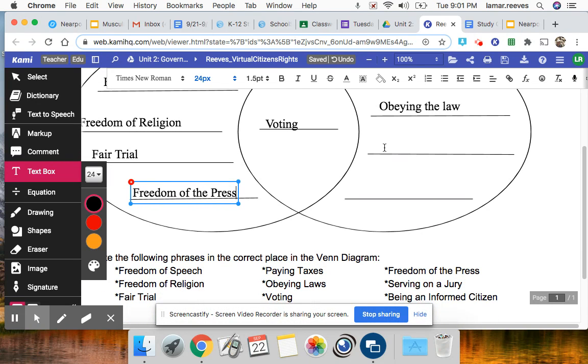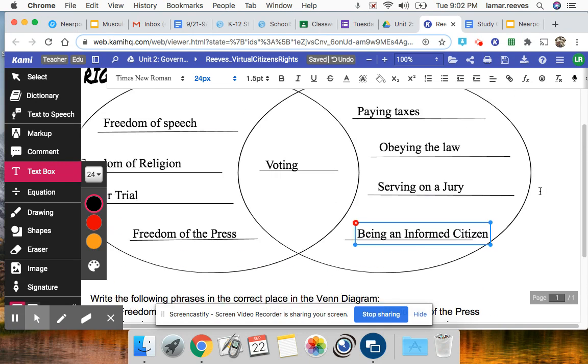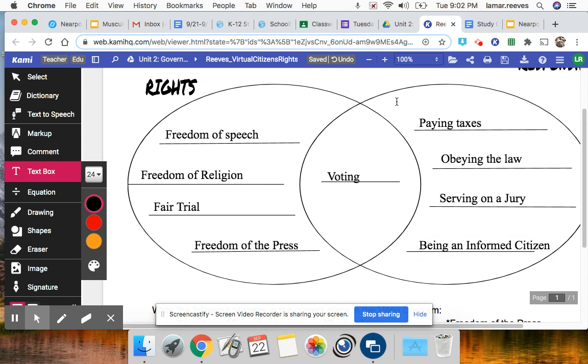So that leaves us our last two, serving on a jury. Again, that's not something a lot of people look forward to doing, but it does make you a responsible citizen. If you are needed, you should serve on a jury. And finally, being an informed citizen. Knowing what's going on in your community, in your country, in your state. And you need to be informed so that when you do vote, you make the best choice. All right? So understanding the laws, understanding the Constitution, and voting makes you a responsible citizen.